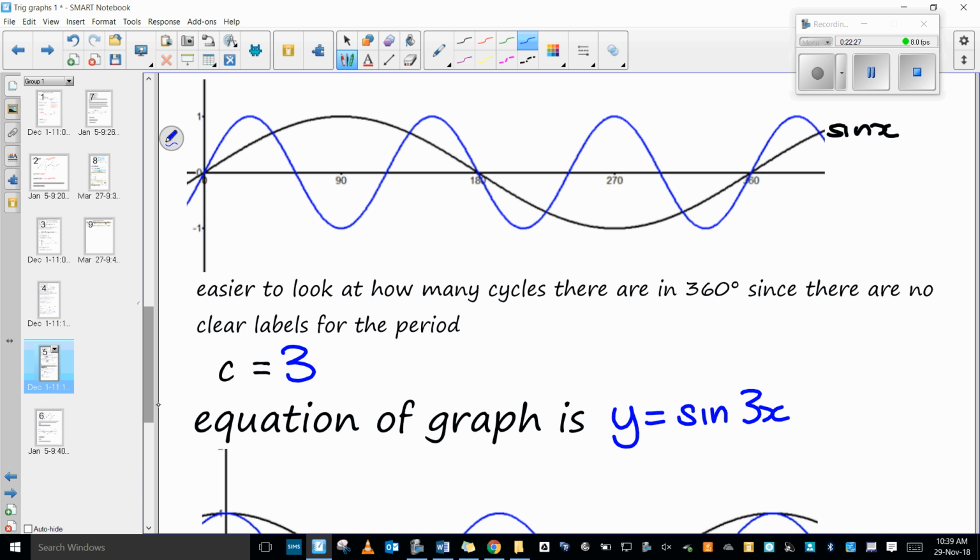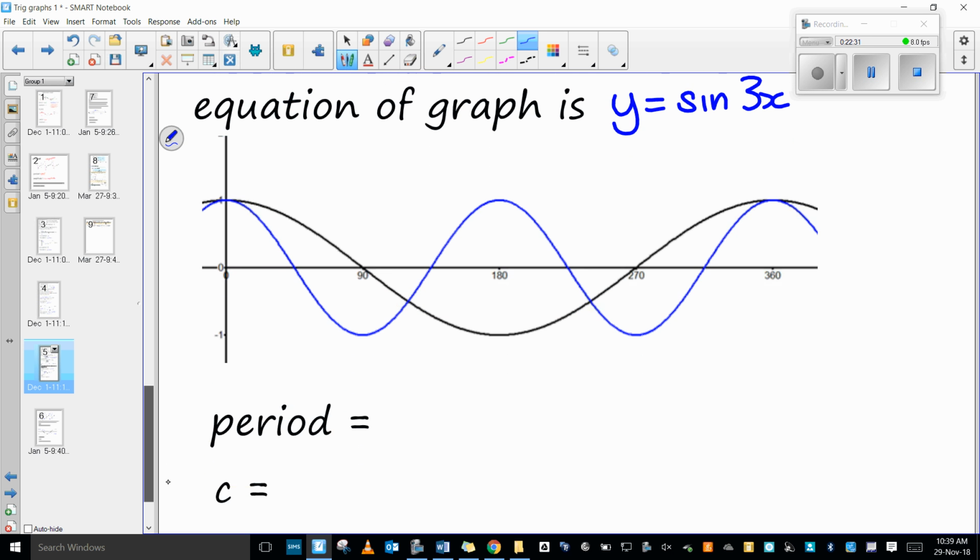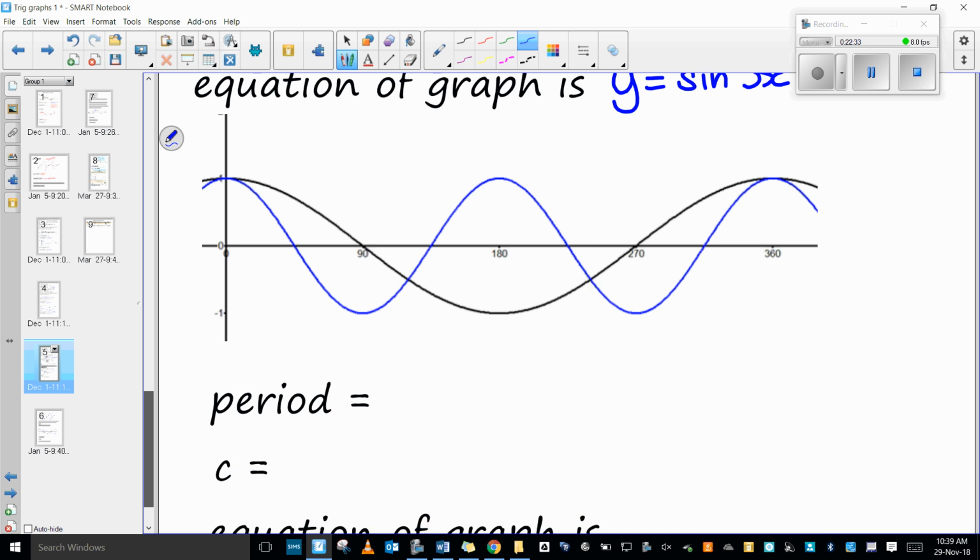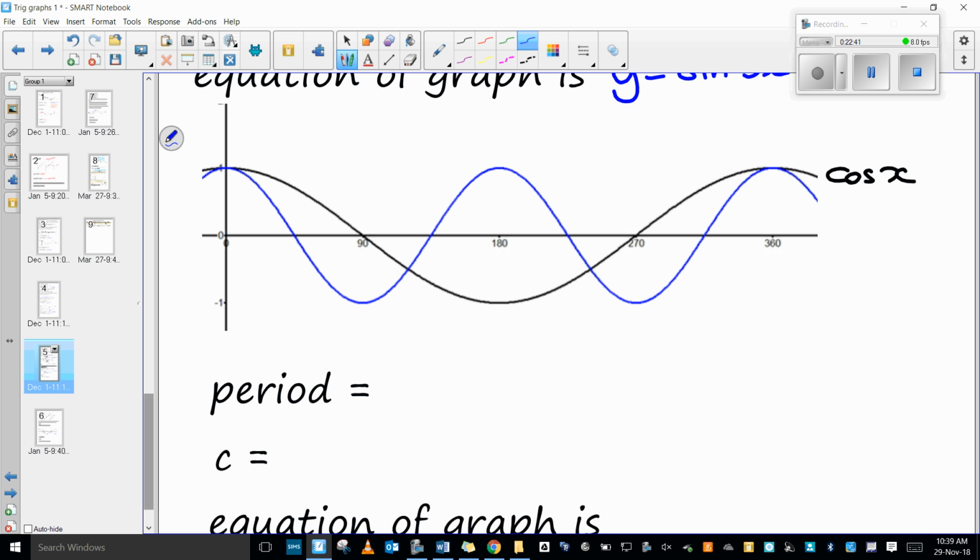Okay, this next one, oh gosh, it's getting quite long. And again, what kind of graph is the black one? Cosine, yeah. And again, we've got choices here because things are clearly labelled. You can either say how many cycles does it do in 360. So it's 1, 2 cycles. So we know the value of c is 2.